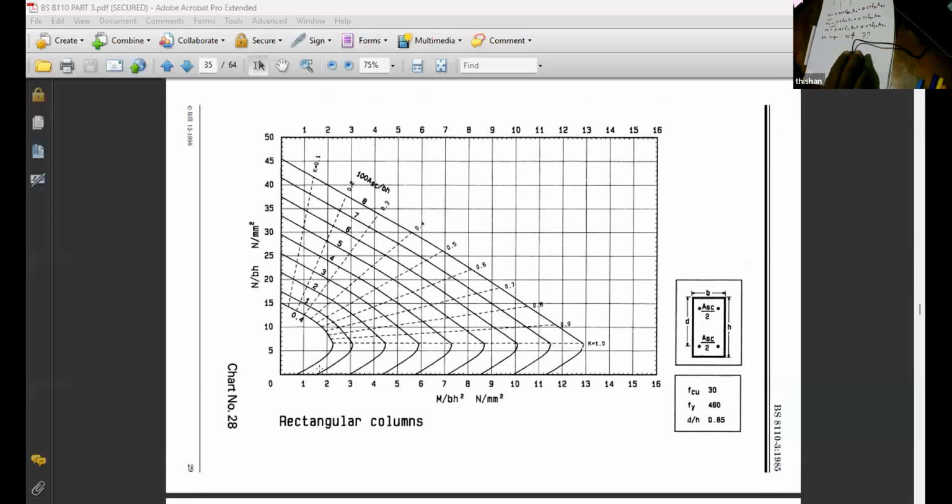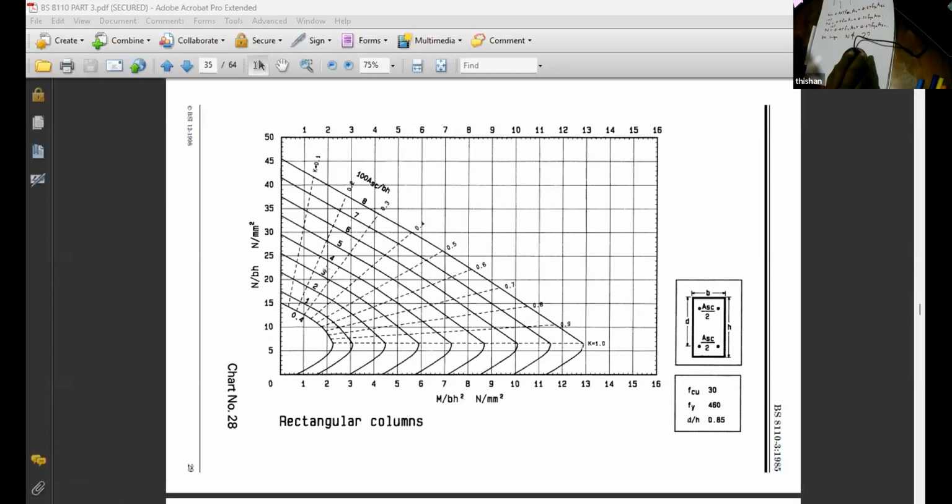Now here you get M over BH squared, and here you get N over BH. Those are already known: the axial force is known and the bending moment is known. Columns generally tend to be in this region. Why? We call something a column when the axial load is high, but it can be subject to some bending moment. So M over BH squared should generally lie somewhere here, and we should be dealing with this region.